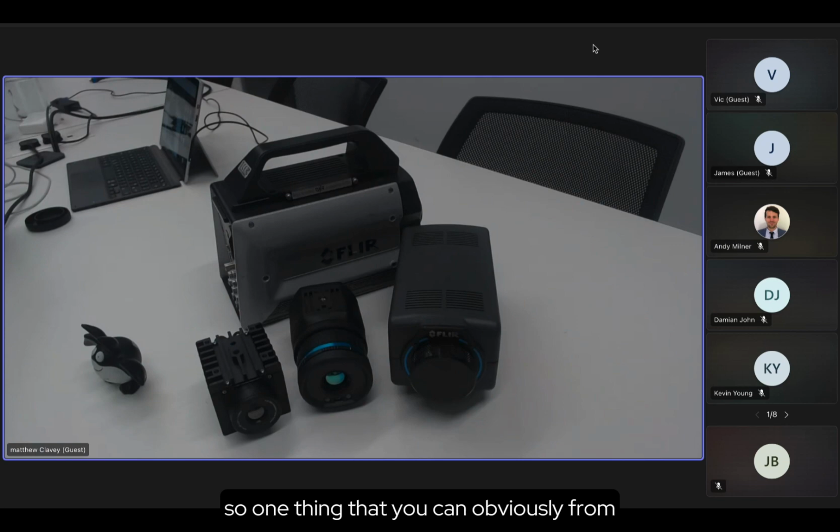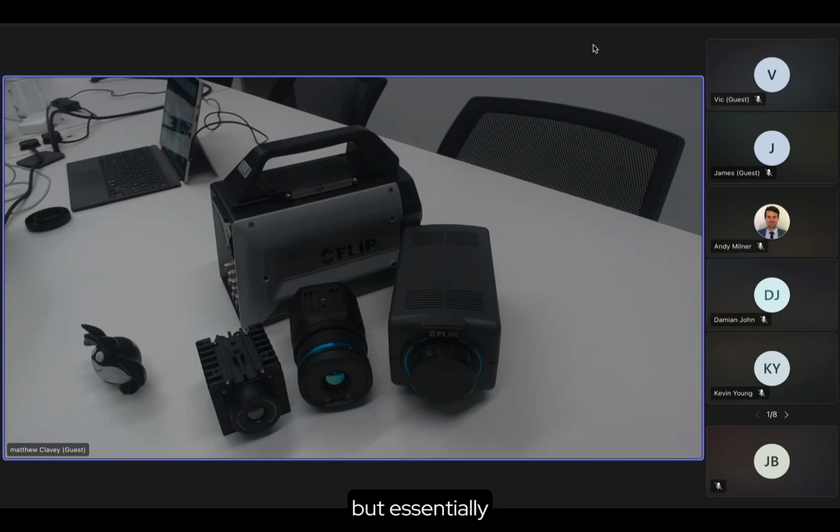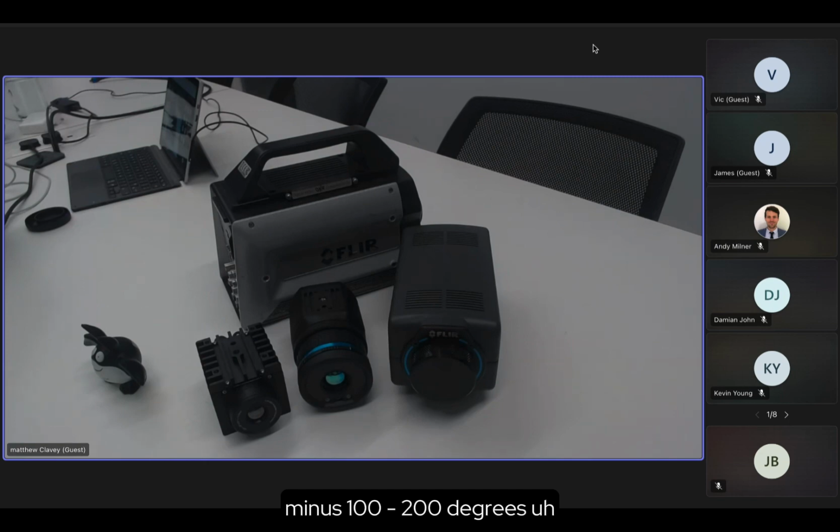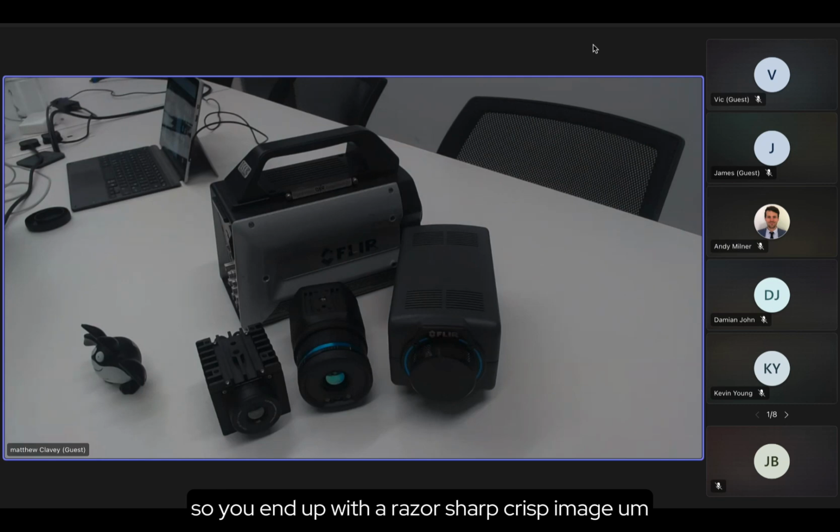So one thing that you can obviously see from here is there's a big size difference, and Andrew will go into some of that. But essentially, inside the cooled cameras is a Stirling cooler. And the easiest way to think of that is literally a fridge. And the fridge is cooling the sensor down to minus 100, minus 200 degrees to remove a lot of the noise in the sensors. So you end up with a razor sharp, crisp image. But Andrew will go into that info.